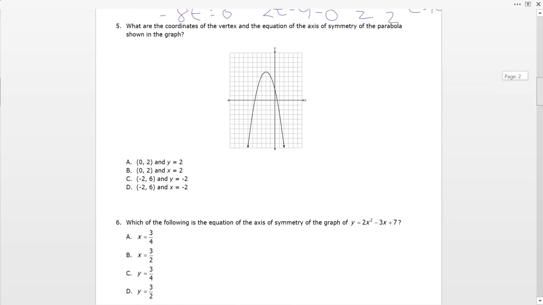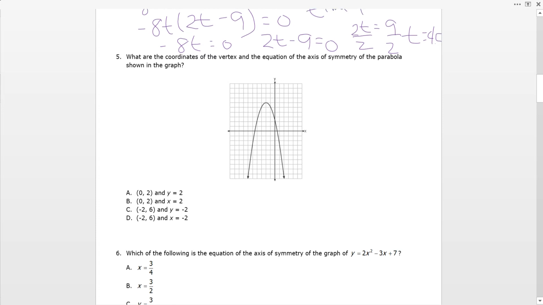Number 5. I'm looking for the vertex, which is right here. And I'm looking for the line of symmetry or axis of symmetry, which is right there. So my axis of symmetry is -2. So A and B are wrong. And notice the trick, because they both have the same vertex. One has x equal and one has y equal. My line of symmetry is always x equals. So D is the correct answer.